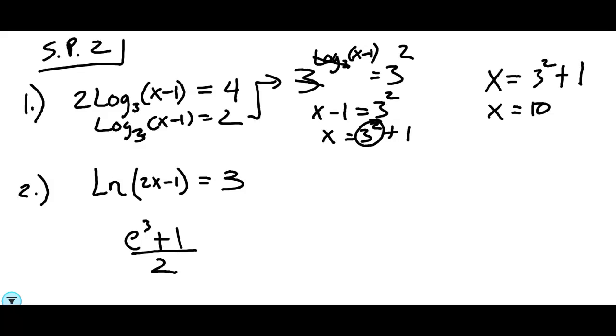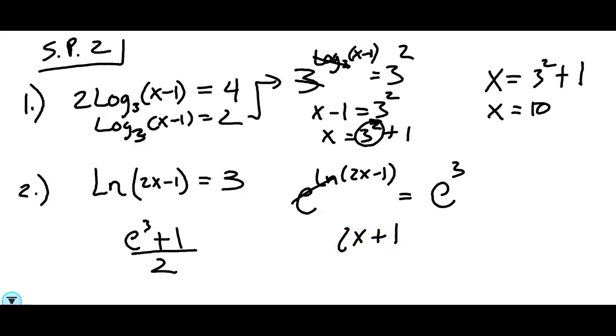So there's no outside numbers here. So we would start by exponentiating to get rid of the log. So that cancels. And so what you're going to do now is add 1 to both sides and divide 2 to both sides. So there you go. So e cubed plus 1 over 2.